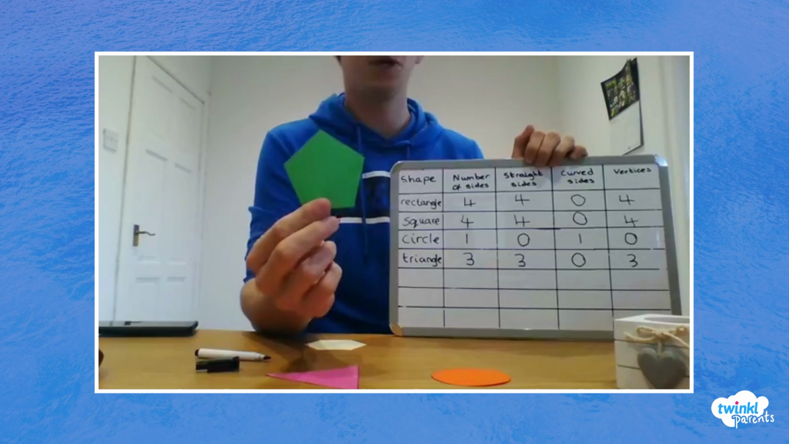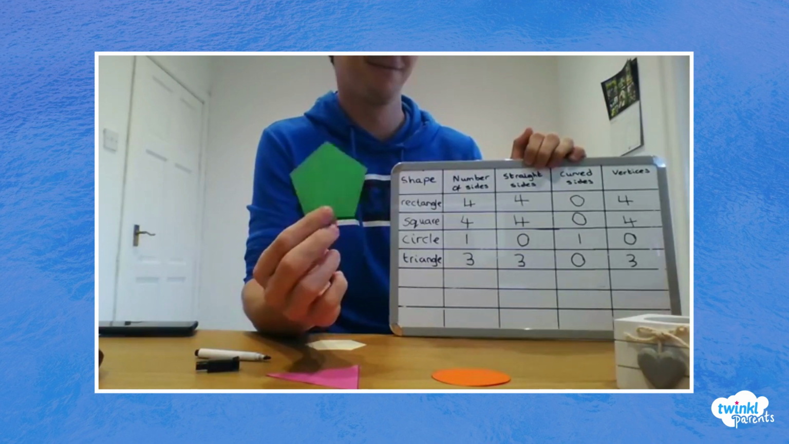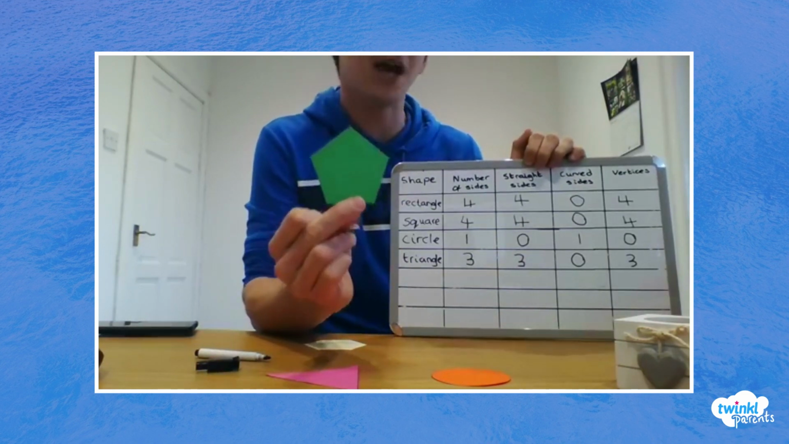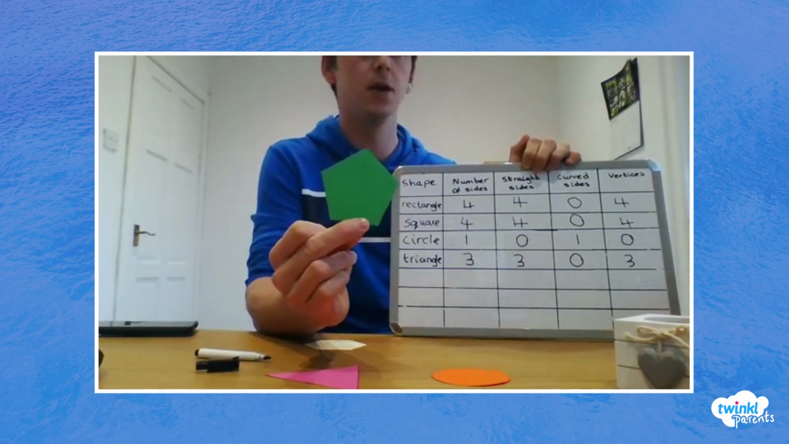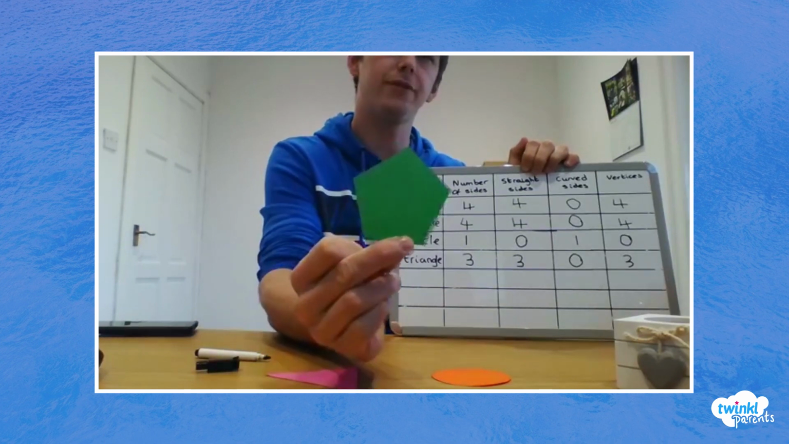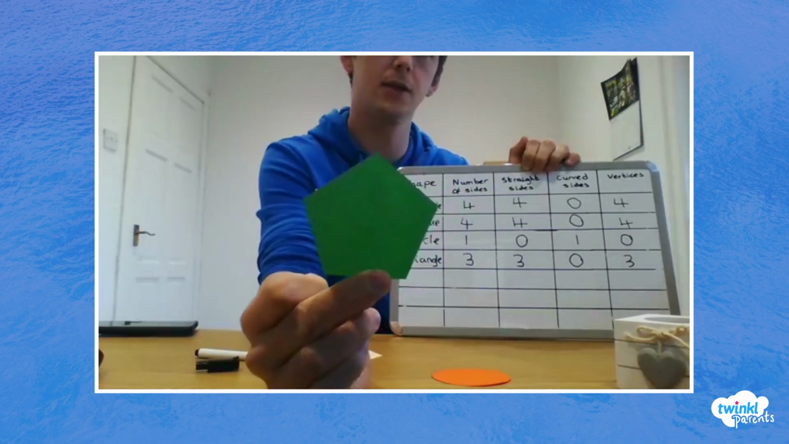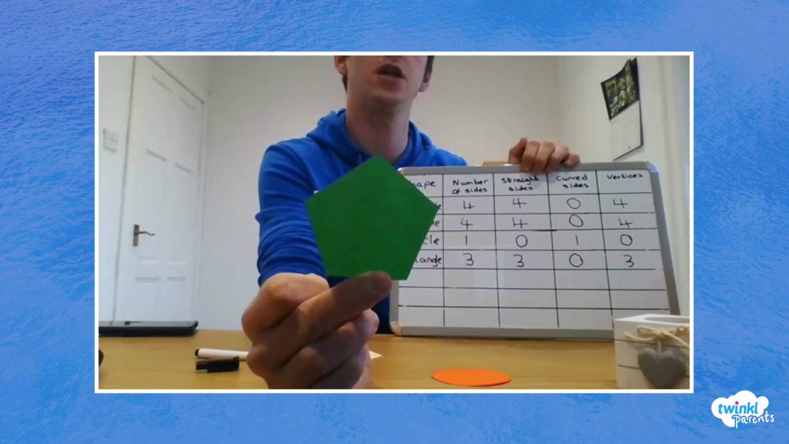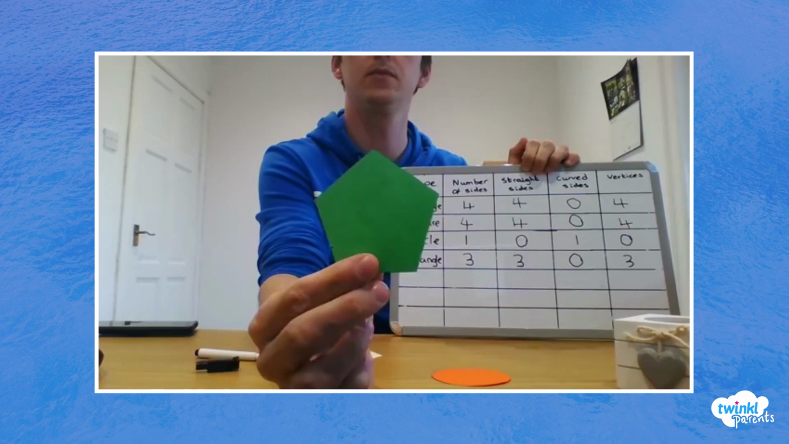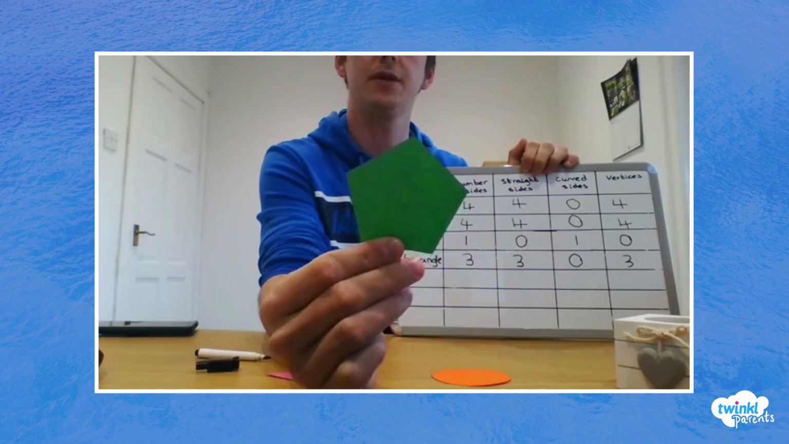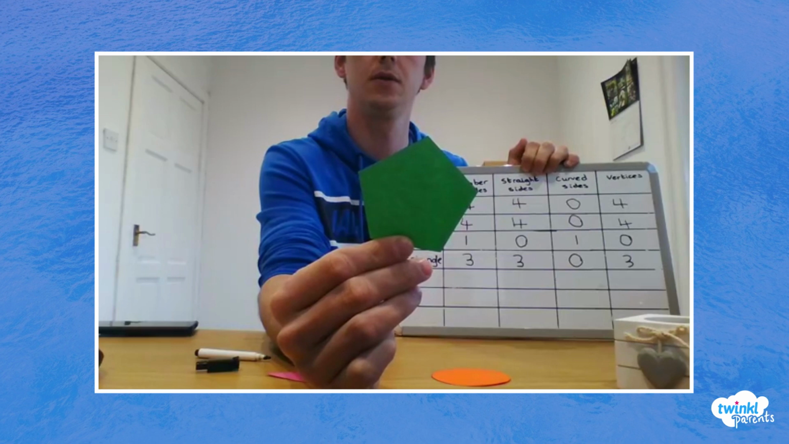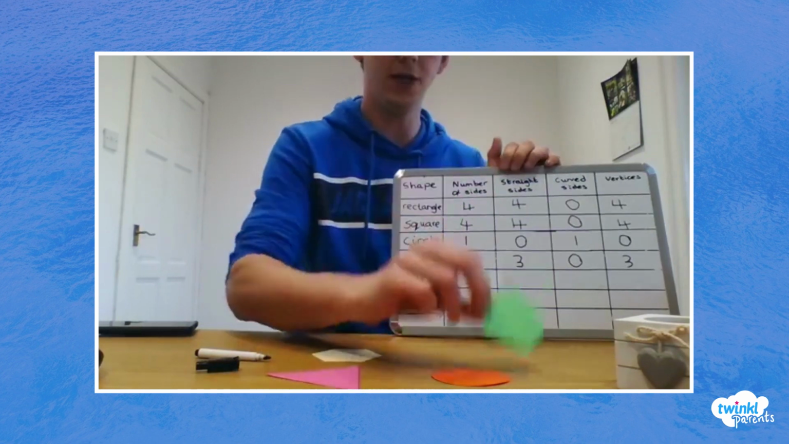The next one. Can you remember what it's called? If you can't, we'll answer that in a moment. But how many sides? How many straight sides? How many curved? And how many vertices? Hold it a bit closer if you struggle to find any objects with this shape on one of the surfaces. Everyone ready? In 5, 4, 3, 2, 1.